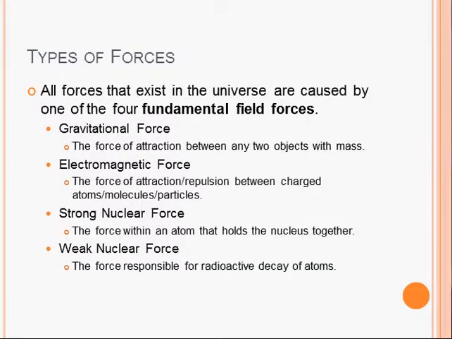Now, we can also get more nitpicky and classify forces based on what are called the fundamental field forces. And there's 4 of these forces here. The first one is the gravitational force. That is the force of attraction between any 2 objects with mass. Like I just said in the previous slide, the Earth exerts a force on anything around it. Same thing with the Sun. That's what keeps the planets in orbit. You have the gravitational force of the Sun pulling on these planets as they move, and that's keeping them moving in their elliptical orbits.